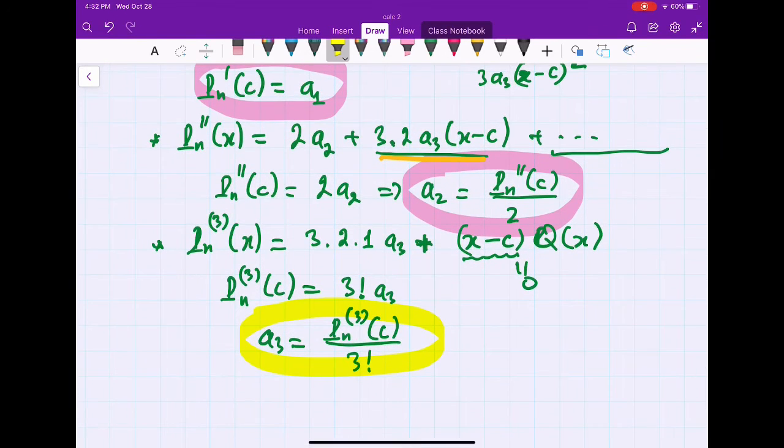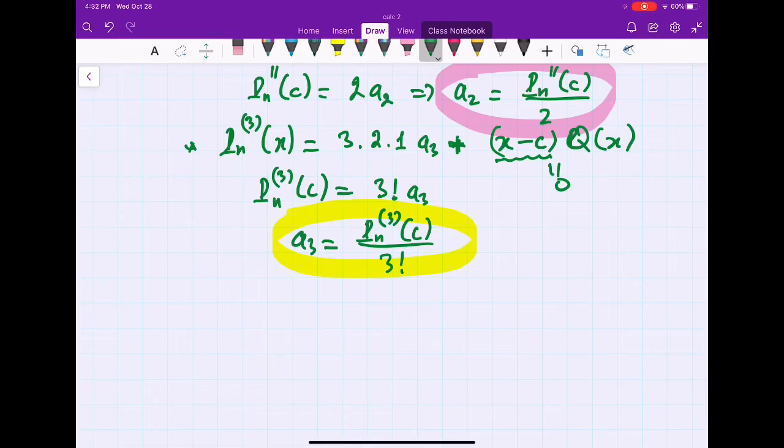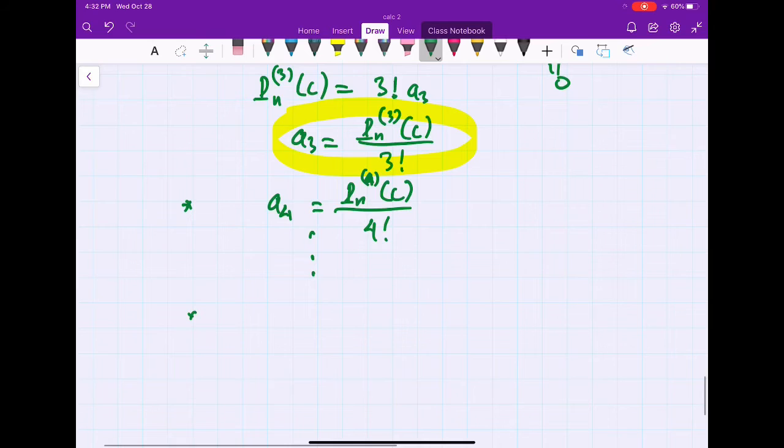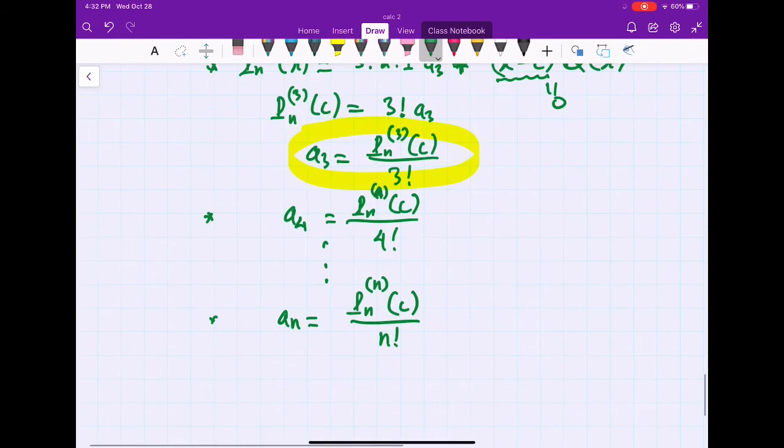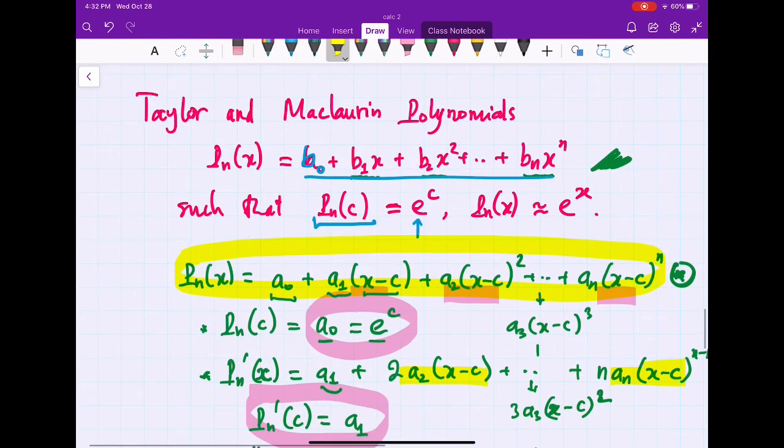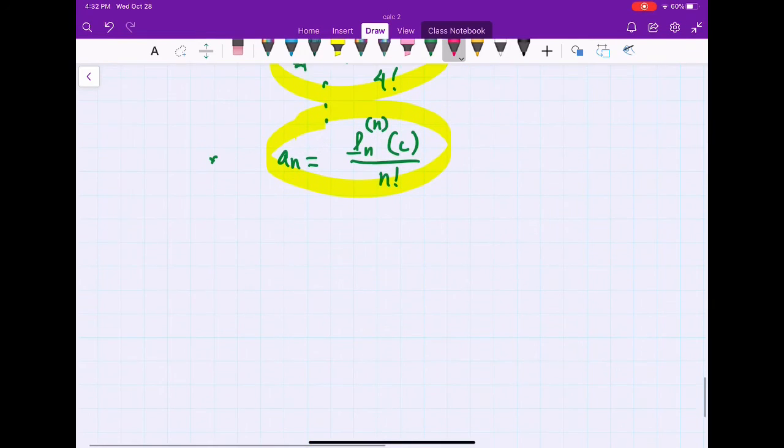So I hope you may guess, right? The next term would be a4 equal to Pn fourth derivative at c over 4 factorial, and so on. An is the nth derivative of Pn at c, divided by n factorial. Now you plug everything, right? You substitute everything into the polynomial Pn, the coefficients right here. Okay, we are working with this, so I get the following.